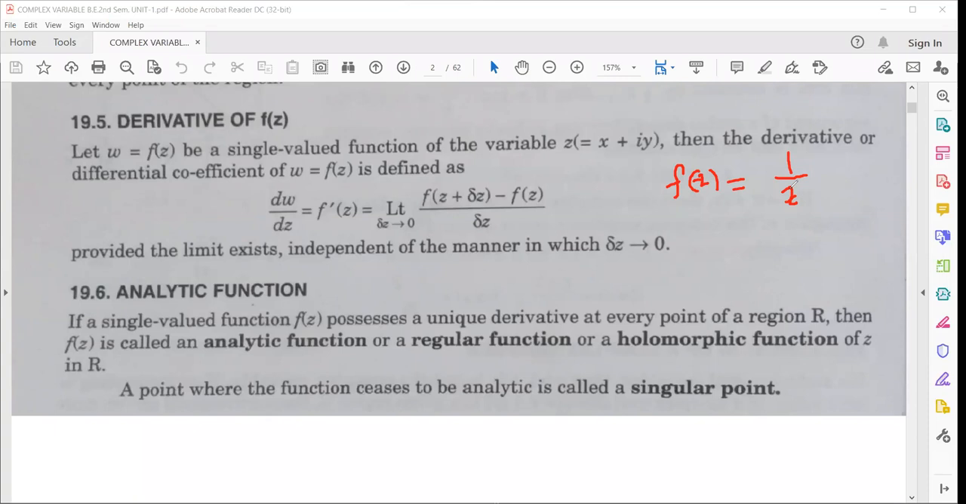At the point z is equal to 0, whether the derivative of this function will exist or not. Can you tell me, anyone? At the point z is equal to 0, whether the derivative of this function f(z) will exist or not.